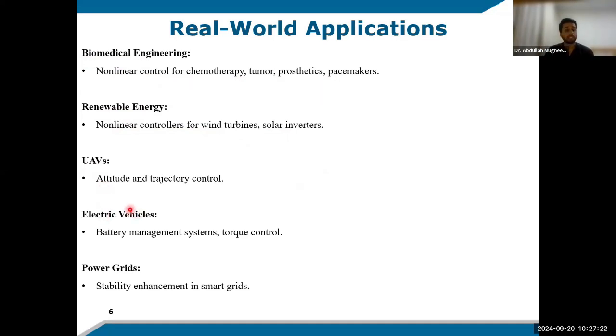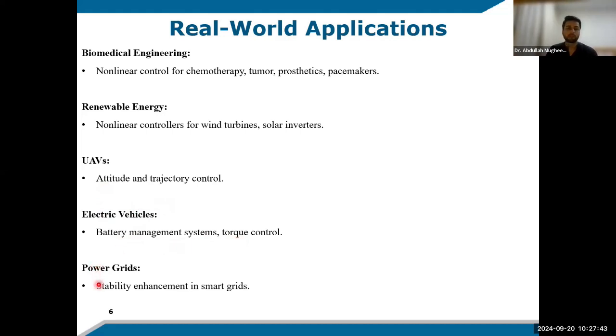If you have an electric vehicle, for example a Tesla, the heart of this vehicle is the battery management system. You can use nonlinear control techniques for the battery management system and for torque control, deciding how much torque should be induced in the motors so that it can take off at a really fast rate.